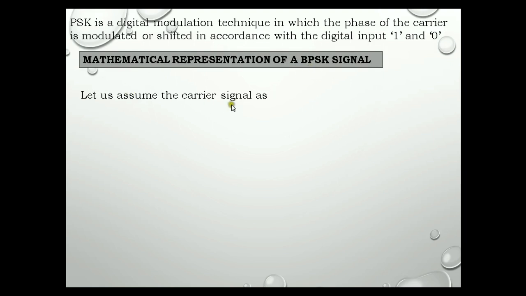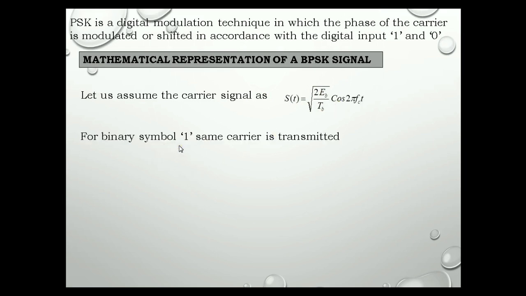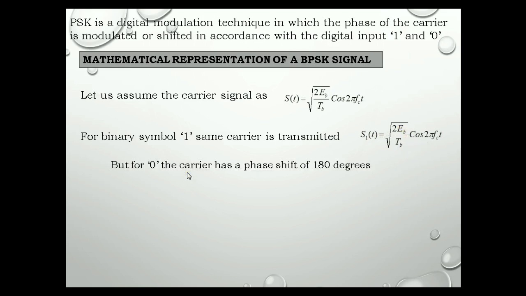Let us consider the carrier signal as s of t, which is equal to square root of 2EB divided by TB cos 2 pi FCT. Whenever we are transmitting a binary 1, the same carrier is transmitted. So we can represent the signal for binary 1 as s1 of t, which is equal to square root of 2EB divided by TB cos 2 pi FCT. But for a binary 0, the carrier will have a phase shift of 180 degrees.